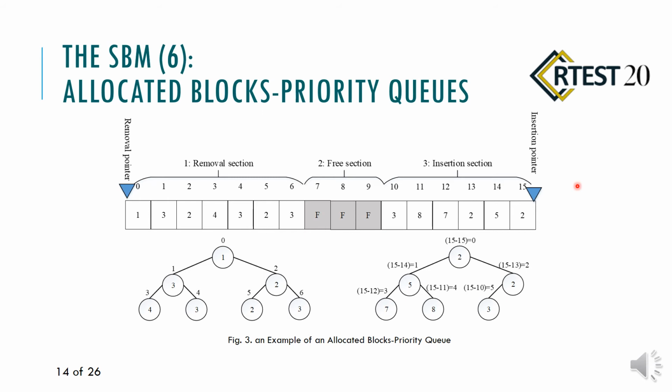At the initial stage, or when the allocated blocks priority queue is empty, or when all blocks are raised, the insertion and removal pointers are pointing to the same index. After the first element was removed, the insertion index is updated to point to the other side of the array.